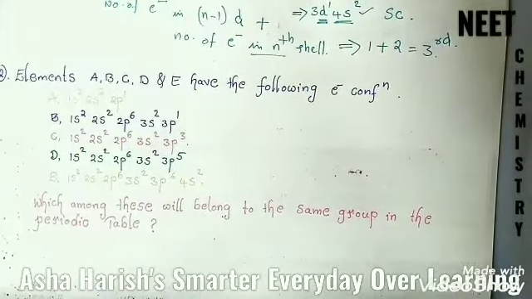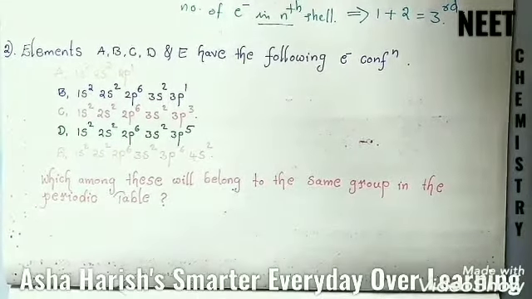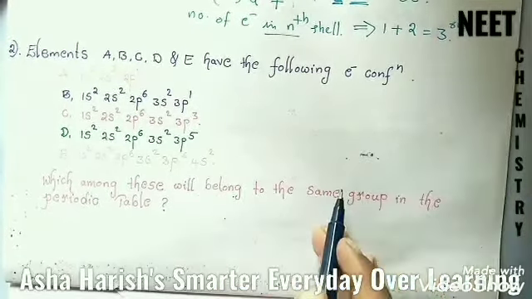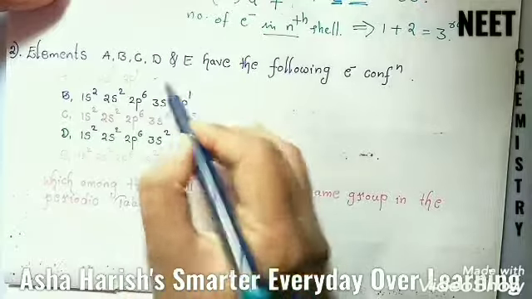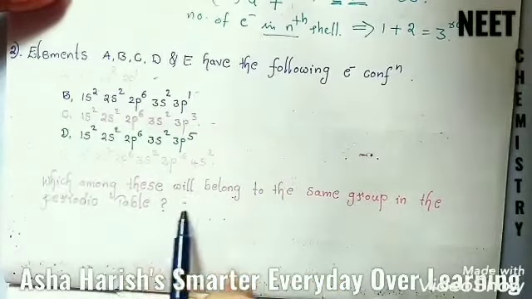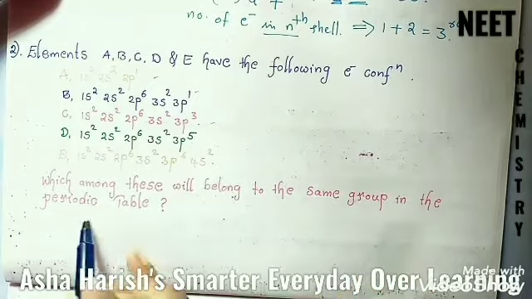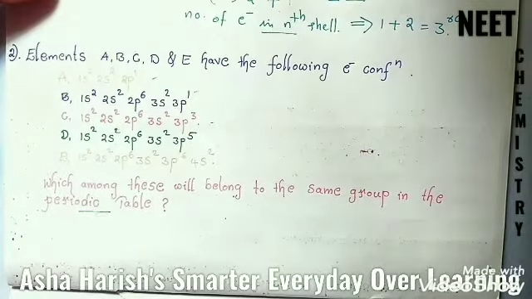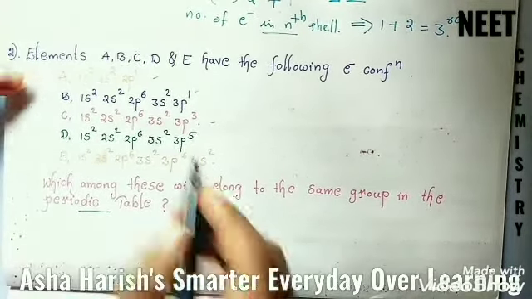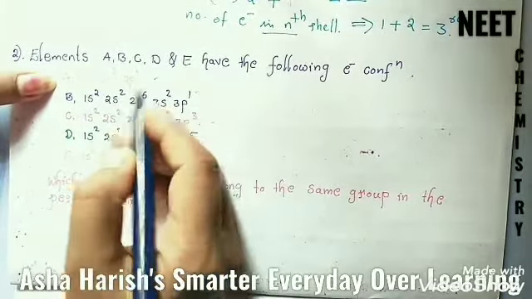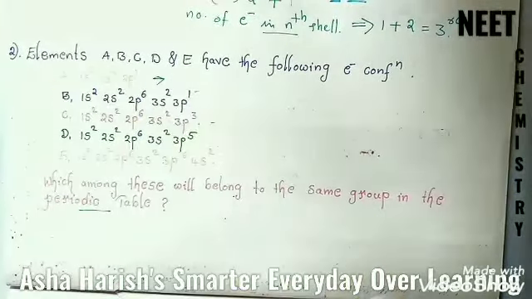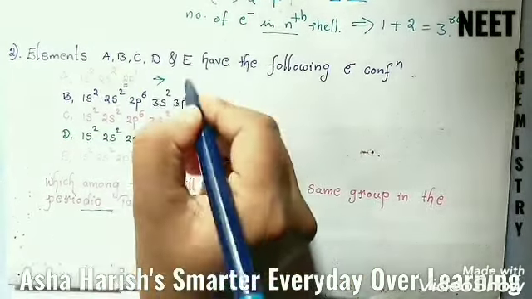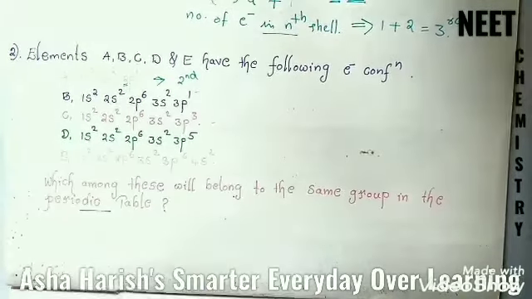Okay students, let's start the next one. Elements A, B, C, D and E have the following electronic configurations; these 5 configurations are given here. Which among these will belong to the same group in the periodic table? We have to find the group number for these 5 elements. Let's see. For option A, 1s2, 2s2, 2p1. Here the principal quantum number n is 2, so it belongs to the second period.